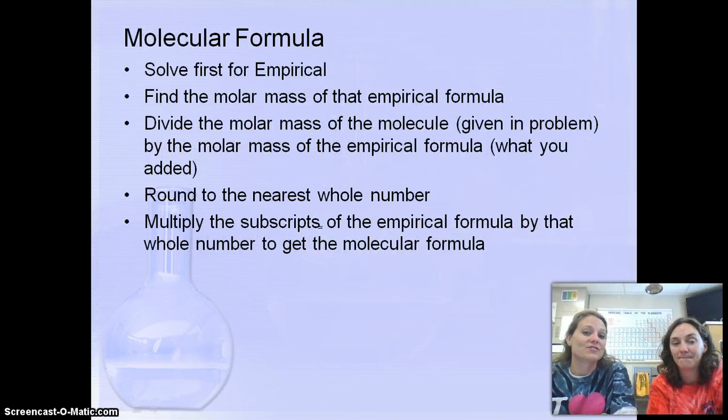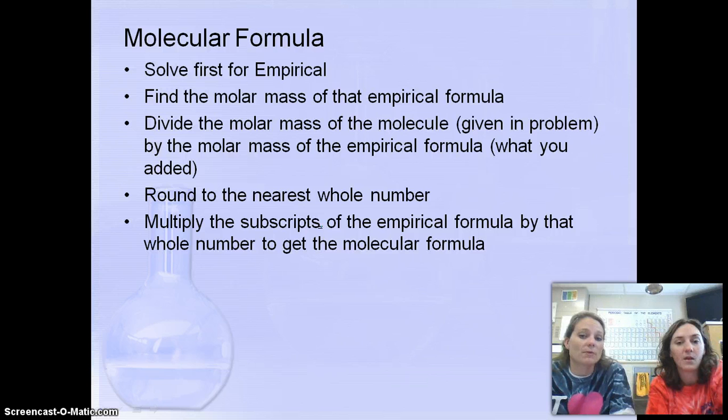So you have to first solve the empirical. Then the next thing you're going to do is add up the molar mass of the empirical formula. So it's just one more added portion to the problem. You're going to divide then the molar mass of the molecule given to you in the problem. So if you see a gram per mole in the problem, that's your molar mass that you're going to use for molecular formula. It'll say something like an unknown formula has the mass of blah, blah, blah. And you have to figure out what that formula is.